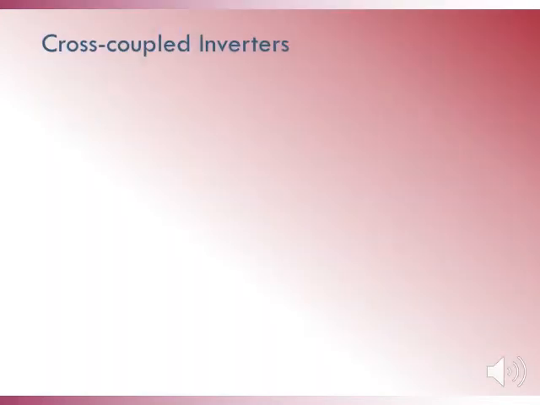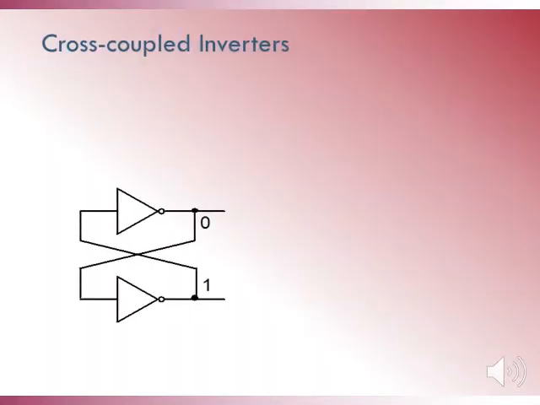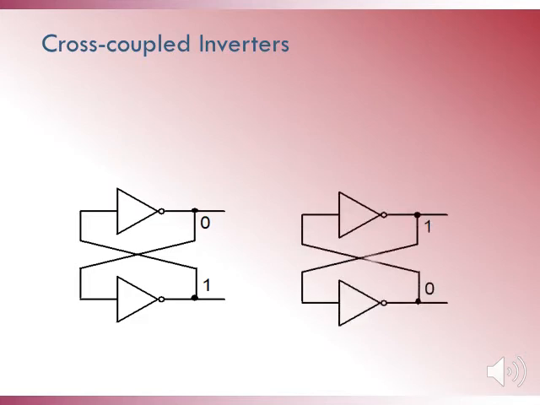The first latch, that is a cross-coupled inverter, consists of two inverters connected in such a way that the output of one goes as input to the next. So, if we assume that the upper inverter has an output of 0, the lower inverter will have an output of 1, or vice versa, as shown in the second configuration.